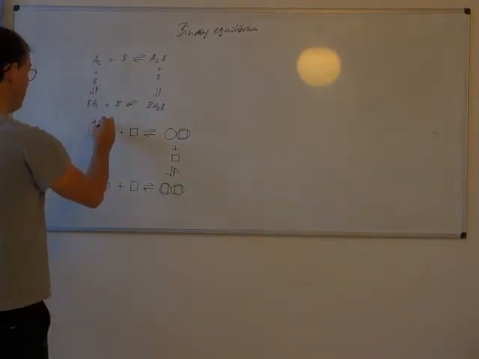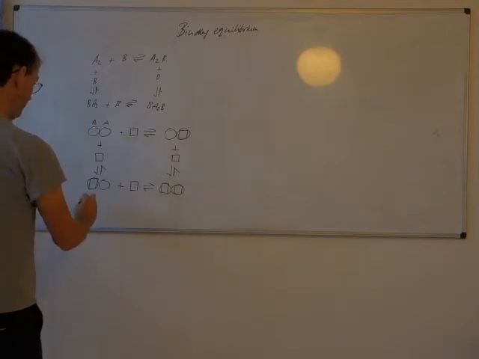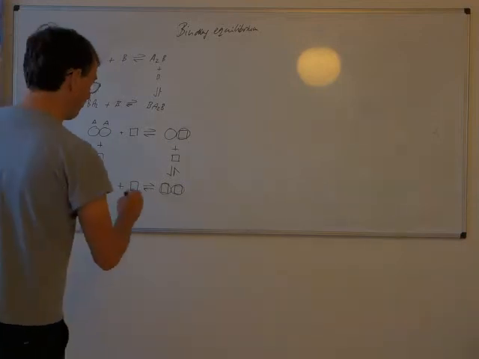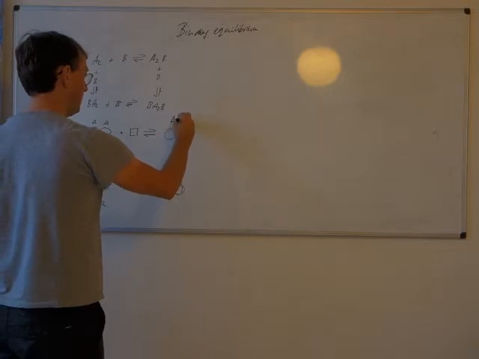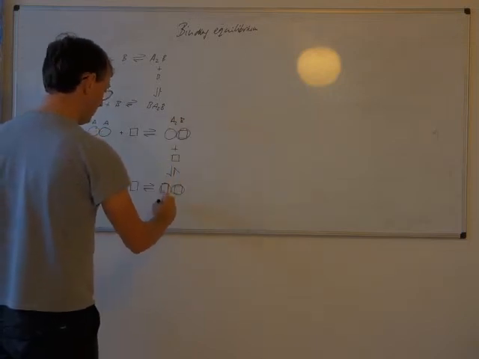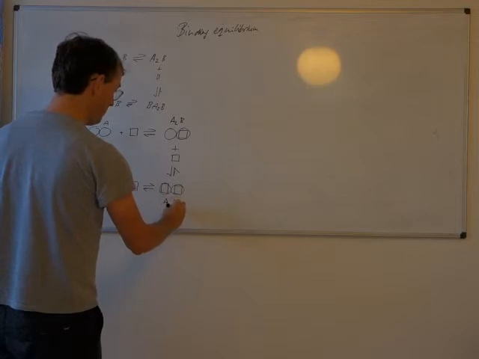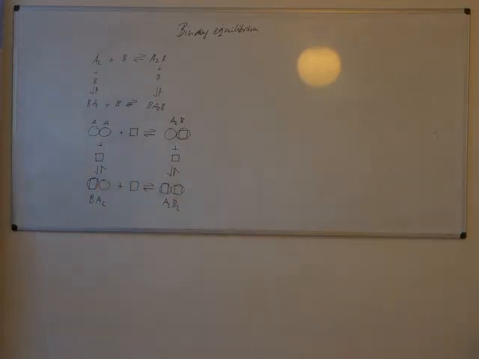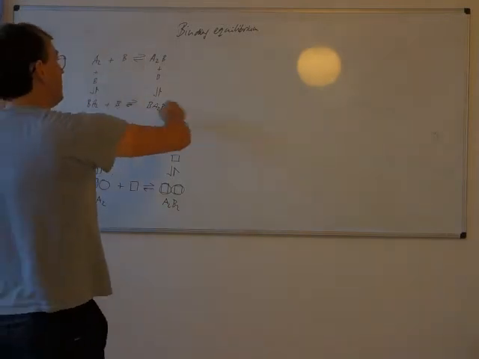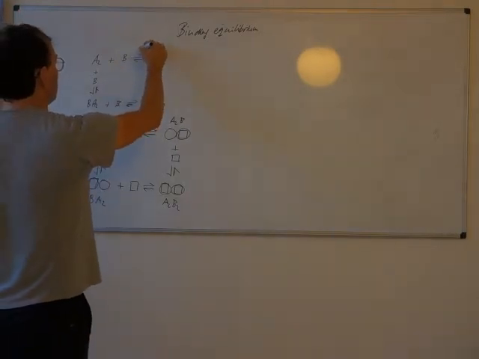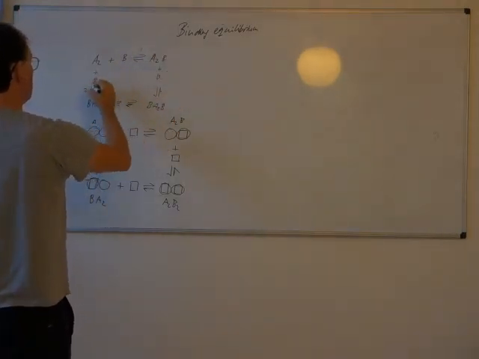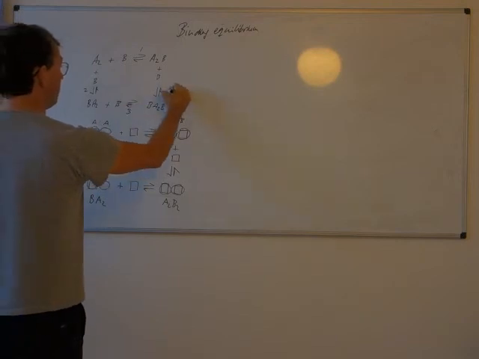So this is your A dimer, this is your A2, and here you have your A2B, and here you have your A2B2 complex, okay? So we can also analyze, of course, this problem. But now we have more reactions. So we have 1, 2, 3, 4 reactions.